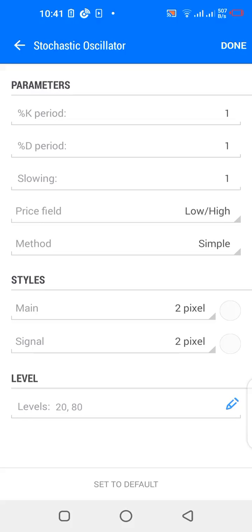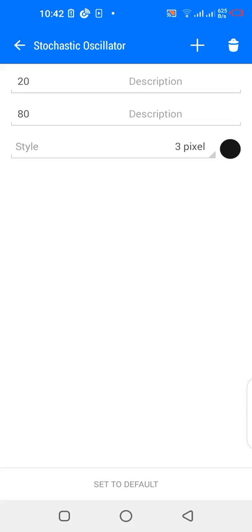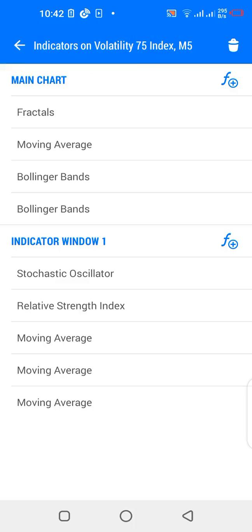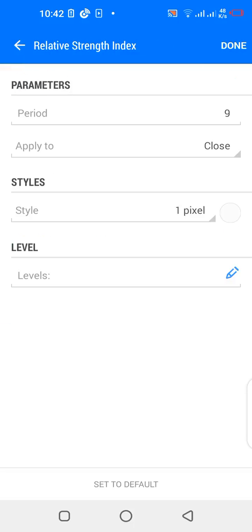The method is simple. The color of the main style matches the background color. The color of the signal style also will match the background color. Then the levels will be 20 and 80, and the color is black. All right, so that's the stochastic oscillator indicator. Now let's look at the relative strength index indicator.